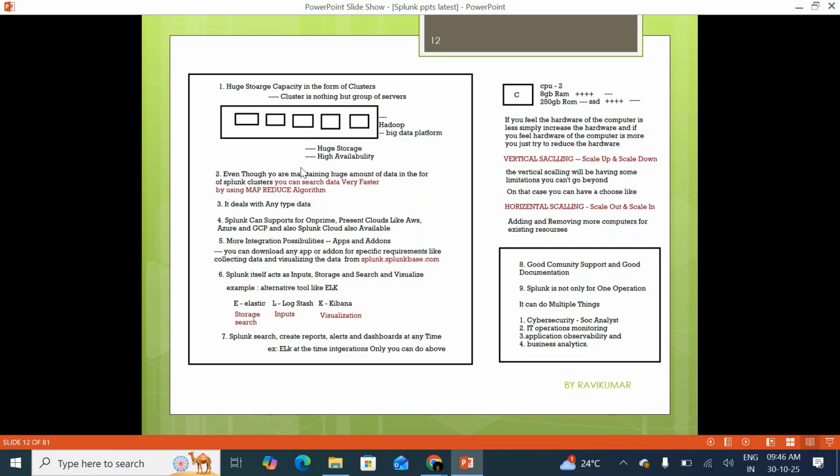The first advantage is huge storage capacity in the form of clusters. A cluster is nothing but a group of servers. Very important, sir, for understanding how Splunk got this much huge storage capacity, the reference storage where it is getting. Do you got my point? It's a simple statement, sir. If you understand this statement, that's enough.